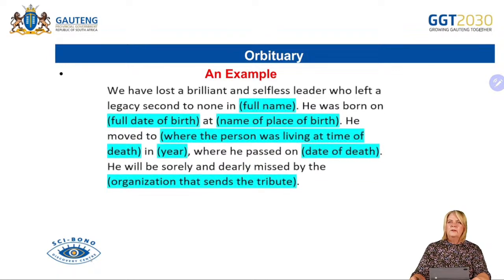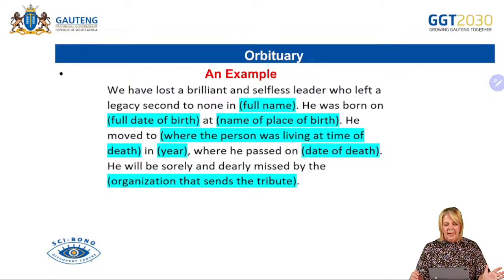Now, this is an example of an obituary. We have lost a brilliant and selfless leader who left a legacy second to none in, and then the full name and surname. He was born on, the full date, at, and that's where the person was born. He moved to where the person was living at the time of death, and also the year where he passed on, and that would include your date of death.